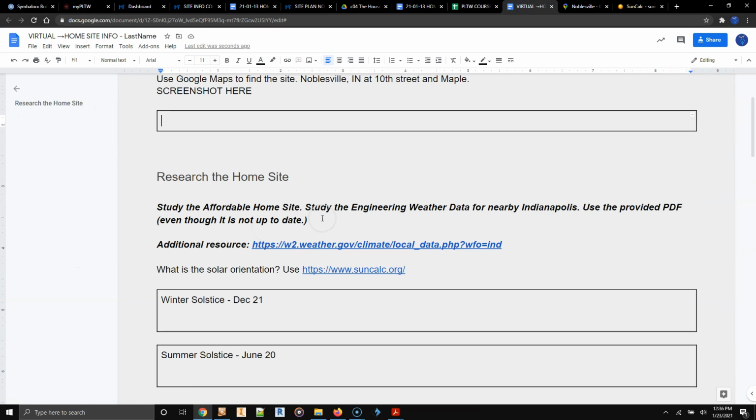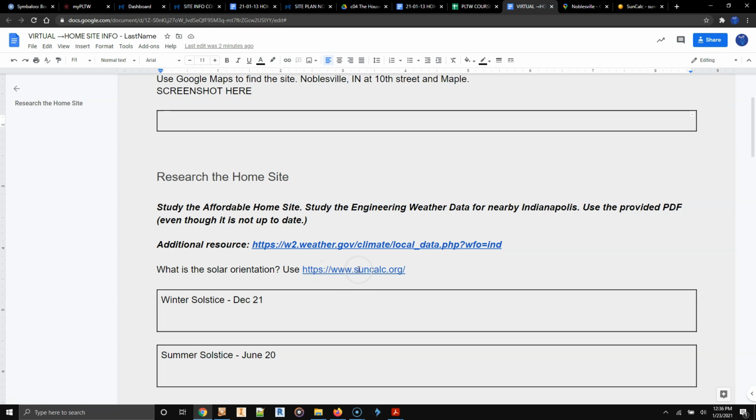Okay, another thing you're going to do is study the affordable home site. You're going to look at the engineering weather data for nearby Indianapolis. These are PDFs I have in this assignment. And then you can also go look at weather.gov, and you can see that there is a lot of information that the government keeps track of as far as weather. And then we are ready to take a look at the solar orientation of the site.